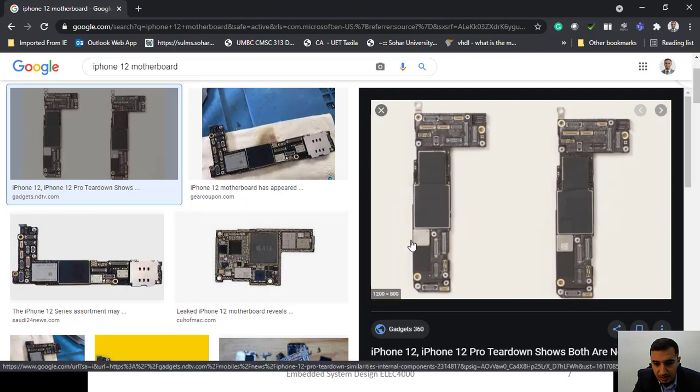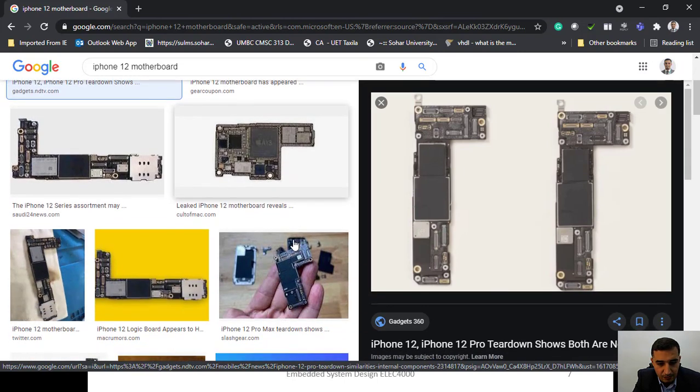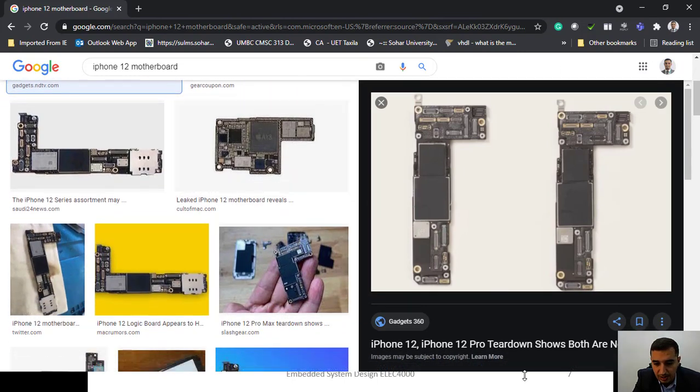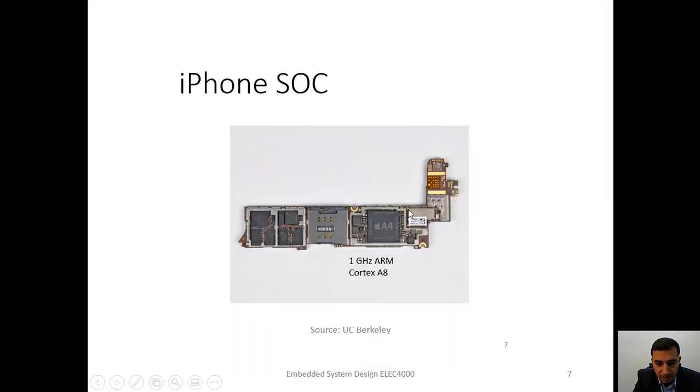See, it looks very small. This is the whole thing over here. It's similar to what we were having in the iPhone. I think this is iPhone 3G or whatever. It's running A4. Now we are A14. The idea is, yes, it looks like a board, but everything is inside this chip over here.